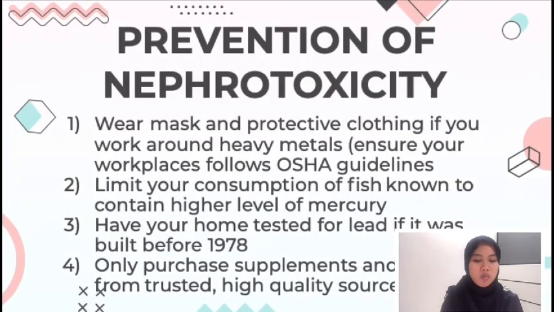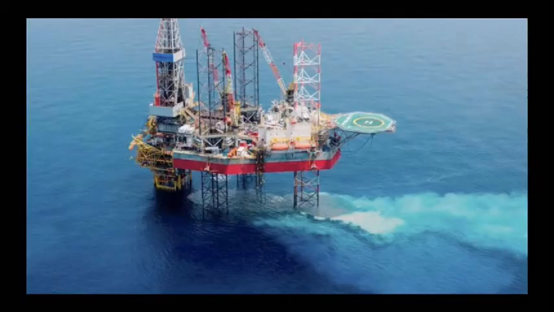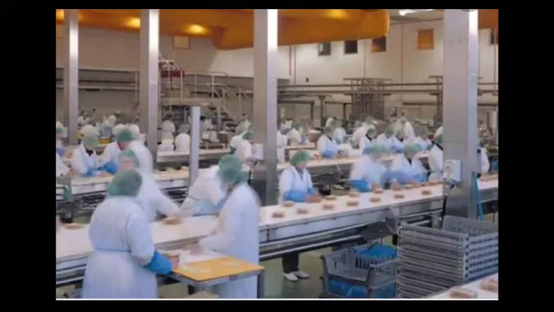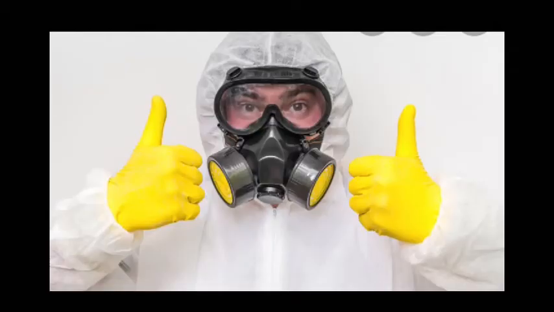Assalamualaikum and hi, my name is Nurusna binti Yusaini and I will present about how to prevent nephrotoxicity. Number 1, wear a mask and protective clothing if you work around heavy metals and ensure that your workplace follows OSHA guidelines. Depending on your workplace safety level, this is an example of protective clothing that you need to wear during work time.